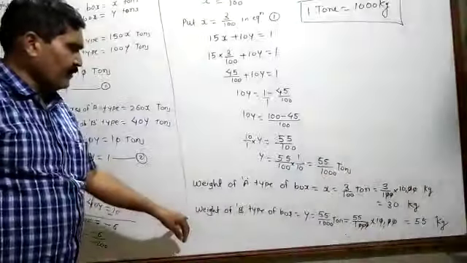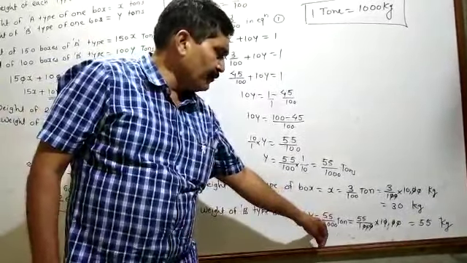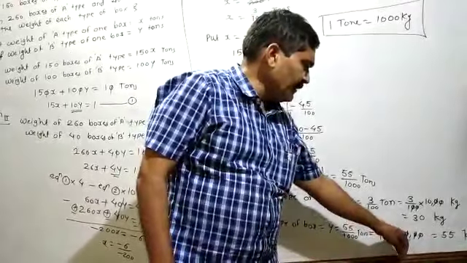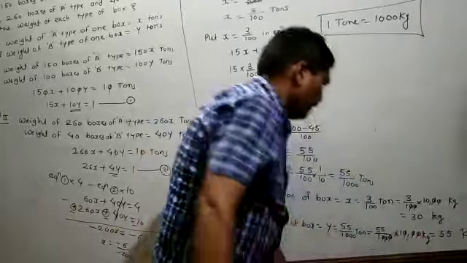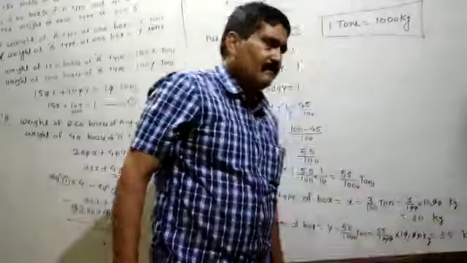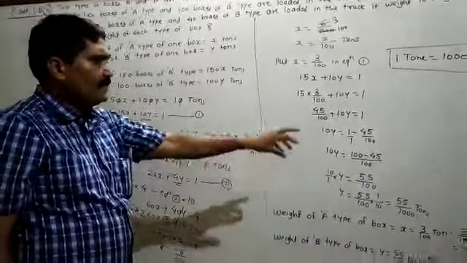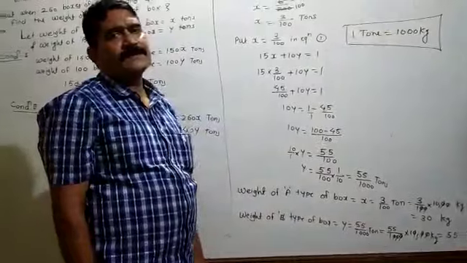In the same manner, weight of B type of the box is equal to y is equal to 55 upon 1000 tons, and is equal to 55 upon 1000 multiplied by 1000 kgs. This will come in kg and after that 55 kg will come, and from that you have to say that weight of A type of the box is equal to 30 kg and weight of B type of the box is equal to 55 kg.